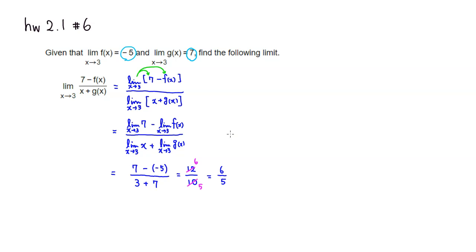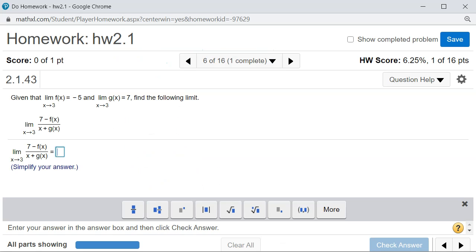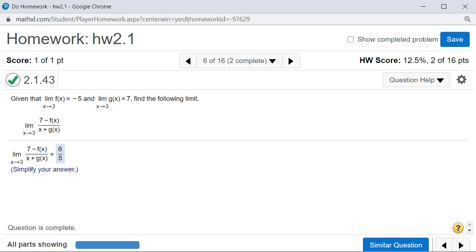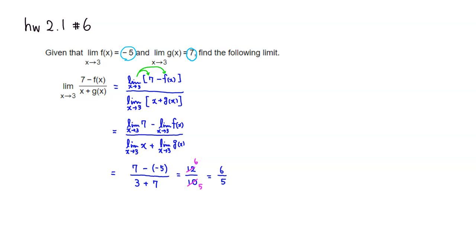All right, let's type it in. We got the 6 over 5. Let's check the answer. All right, got that. That's it. I hope that this was clear.